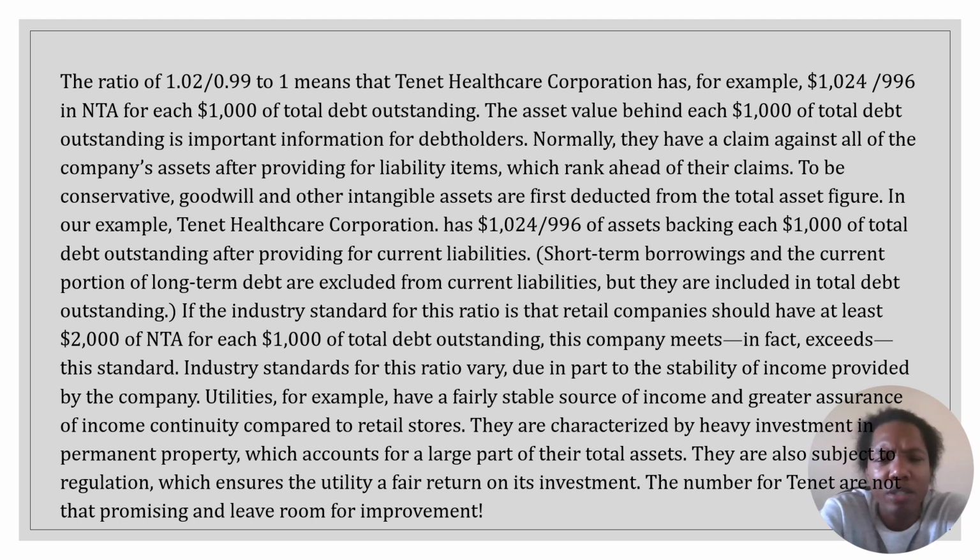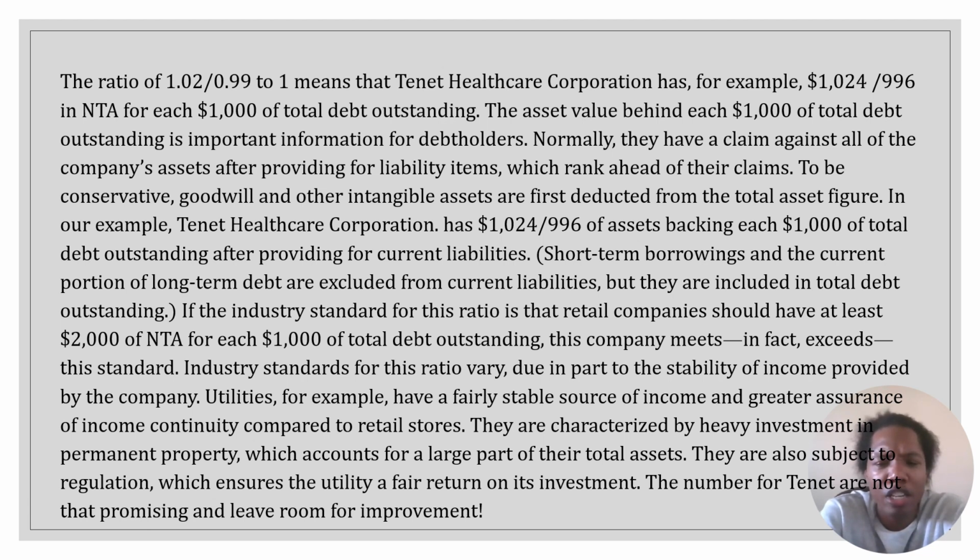for each 1,000 of total debt outstanding. This asset value behind each 1,000 of total debt outstanding is important information for debt holders. Normally, they have a claim against all of the company's assets after providing for liability items which rank ahead of their claims. To be conservative, goodwill and other intangible assets are first deducted from the total asset figure. In our example, Tenet Healthcare Corporation has 1,024 or 996 of assets backing for each 1,000 of total debt outstanding after providing for current liabilities.